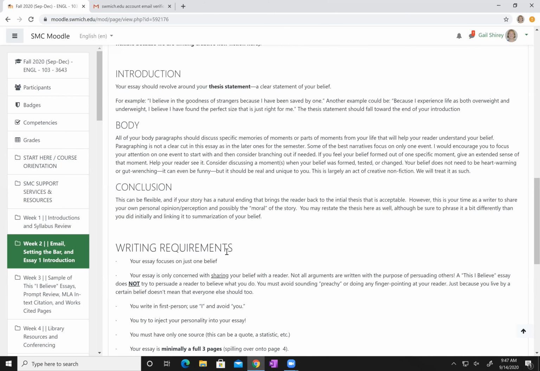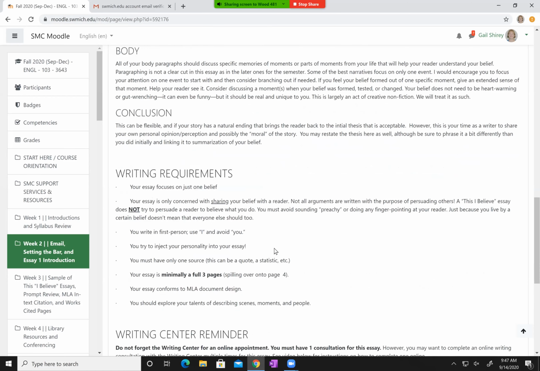So what are the writing requirements? Here are requirements of the essay that has to focus on just one single belief. I don't want a list of beliefs. Your essay is only concerned with sharing your belief, not persuading others. So don't get in what I call preacher mode or judgy mode, where you're right, the world is wrong. No, you're just sharing, okay?